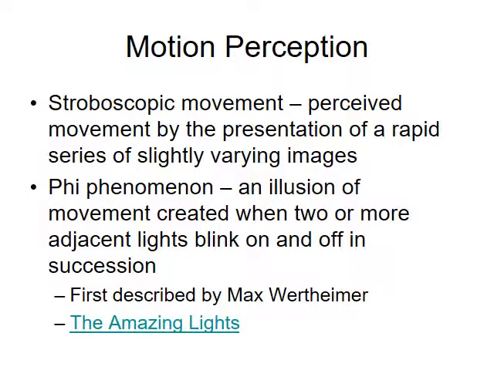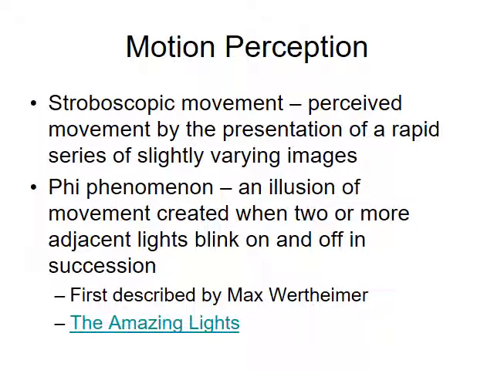The last couple things that we need to talk about, we'll talk about perceived motion and then we'll talk about constancies. Perceived motion, there's two kinds that you need to know. There's stroboscopic, and then there's also the phi phenomenon. The phi phenomenon we've seen before.